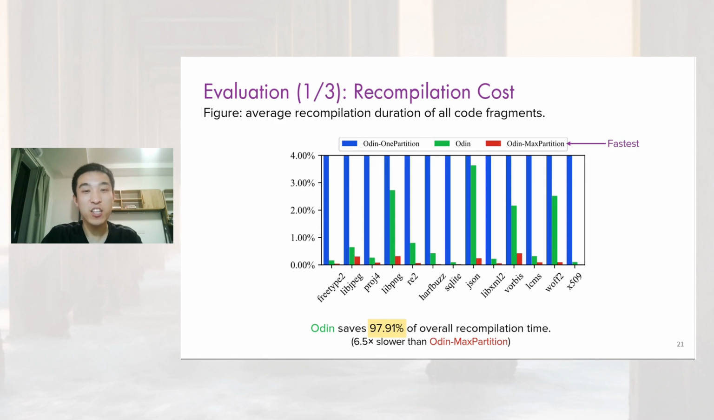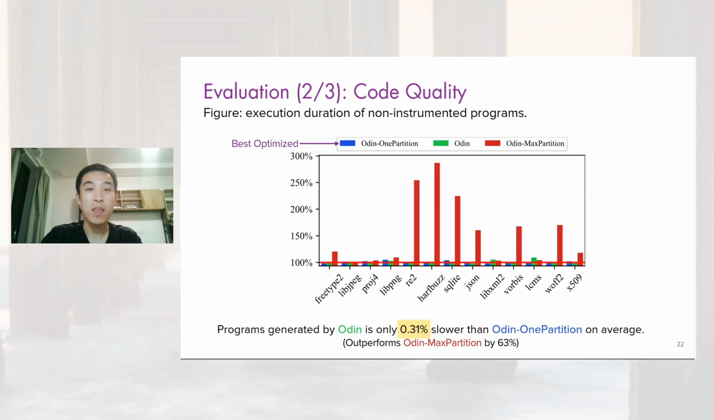We first find that Odin greatly reduces the recompilation cost. While it is 7 times slower than the fastest possible max partition scheme, Odin still shaves 98% of the overall recompilation cost. Second, while the time saving is significant, Odin does not degrade the code quality too much. When compared to Odin 1 partition, the best possible optimization scheme, Odin is less than 1% slower.